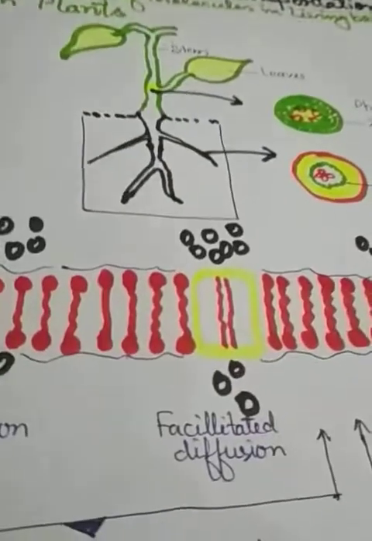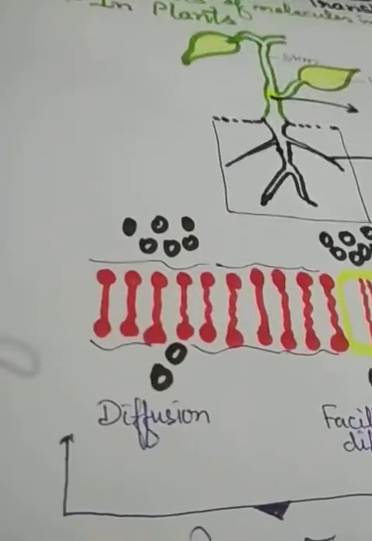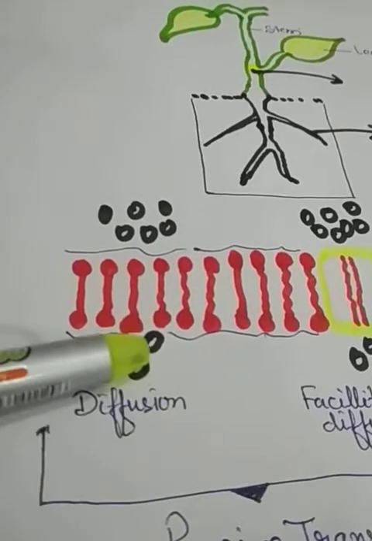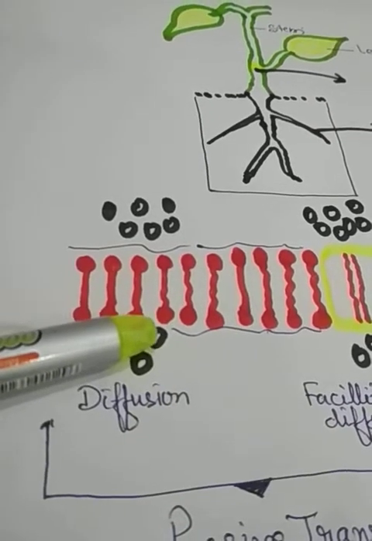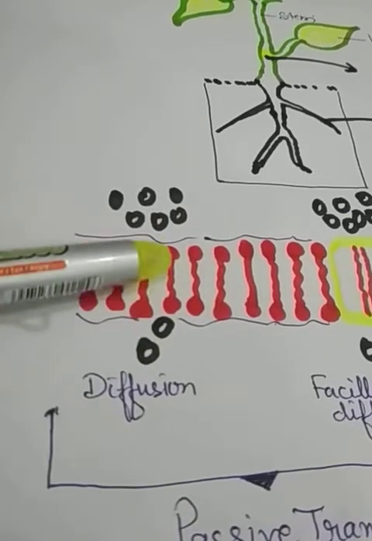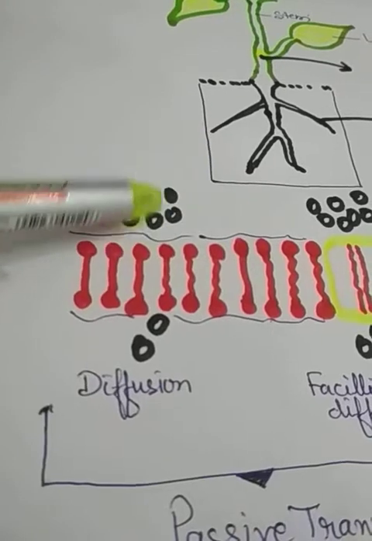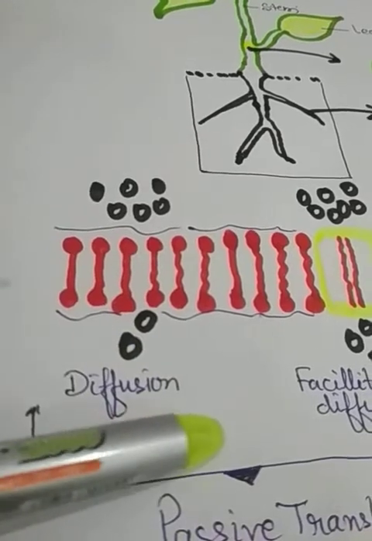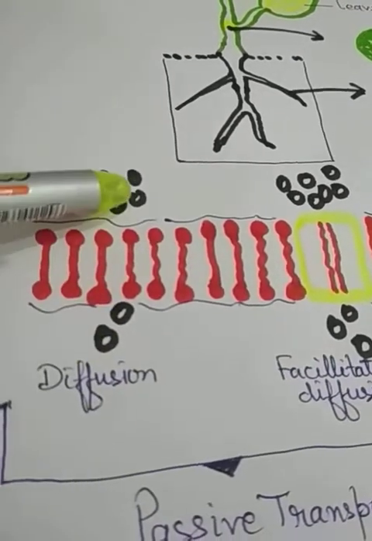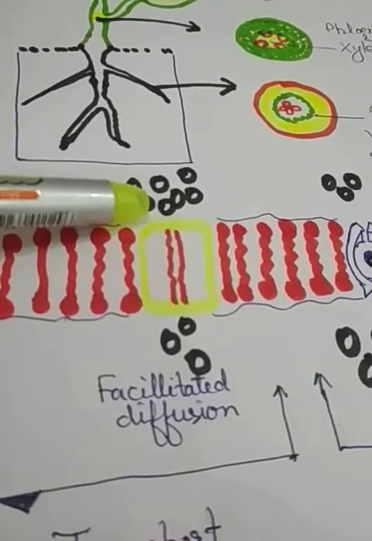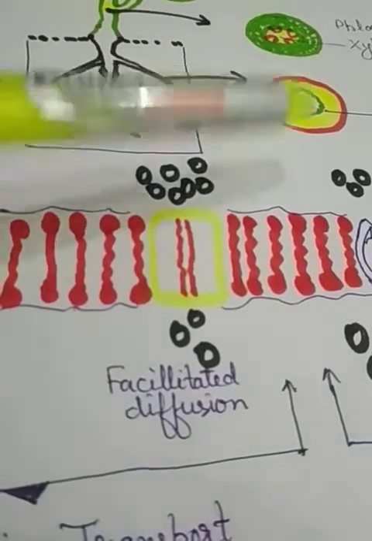This diagram is showing, first of all, the easy diffusion of substances, whether water, gas or something else, via the cell membrane. This is simple diffusion. This is the first part of passive transport. There will be no requirement of energy in this diffusion process. And second is facilitated diffusion. Facilitated diffusion means diffusion through the vascular bundles.